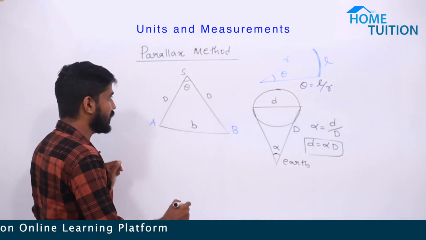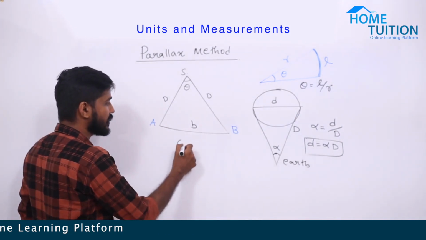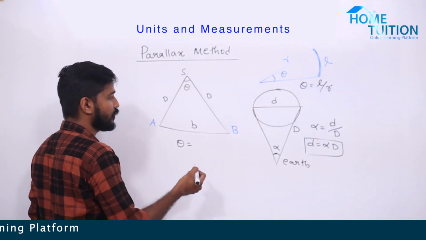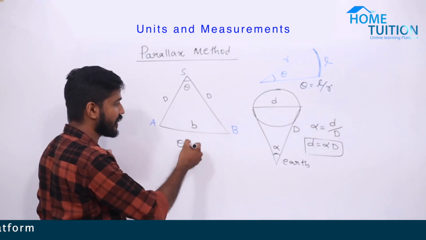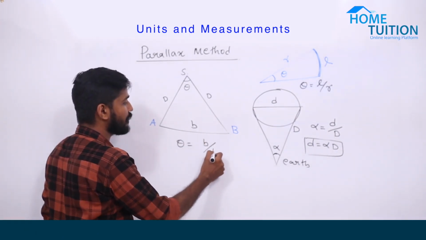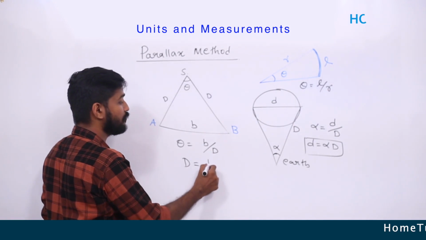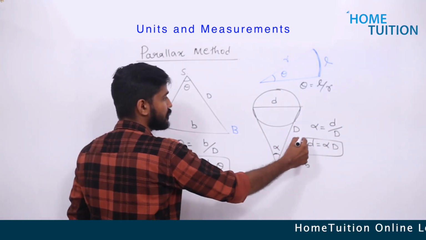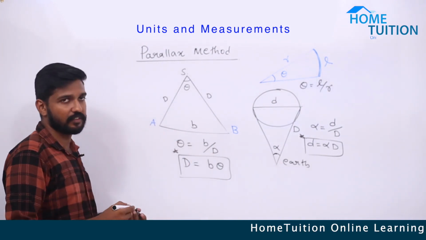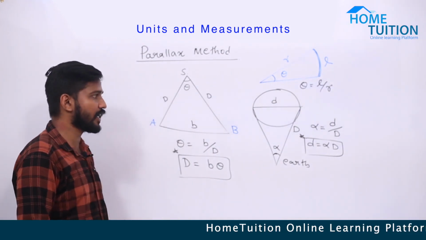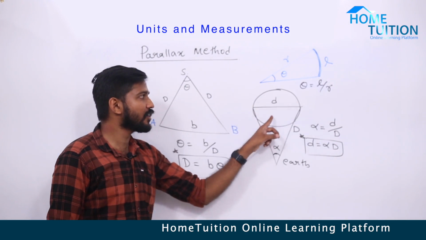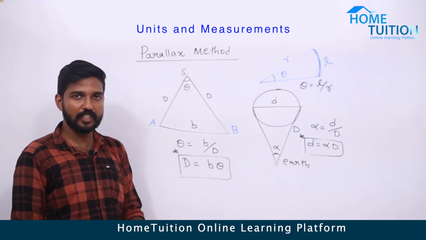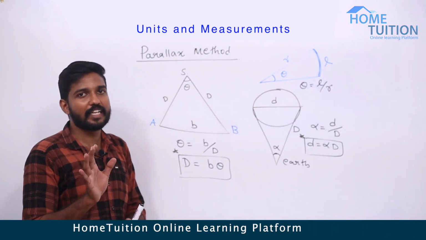Okay, so here theta equals b by capital D, as we have discussed earlier. So what is D? Capital D equals b divided by theta. From these two equations, we can calculate the distance towards a star or planet and the diameter of the planet. So these are all about the parallax method.